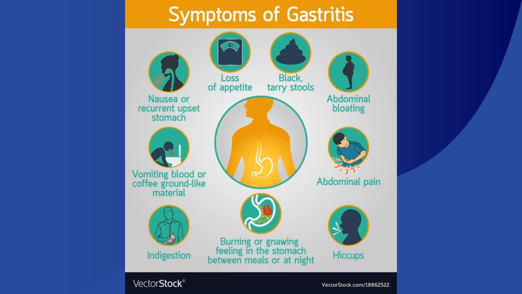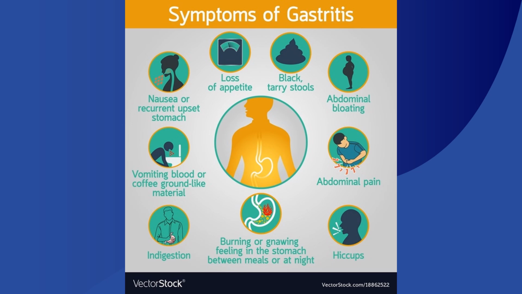So this was just a nice chart of putting together some of the signs and symptoms. The patient's going to feel bloated. Of course, they're going to have abdominal pain. Remember, we looked at all that innervation, those nerves that go around the stomach from the vagus nerve. They may experience hiccups, contractions of those muscles that are being stimulated by acid, burning or gnawing feeling in the stomach between meals or at night.